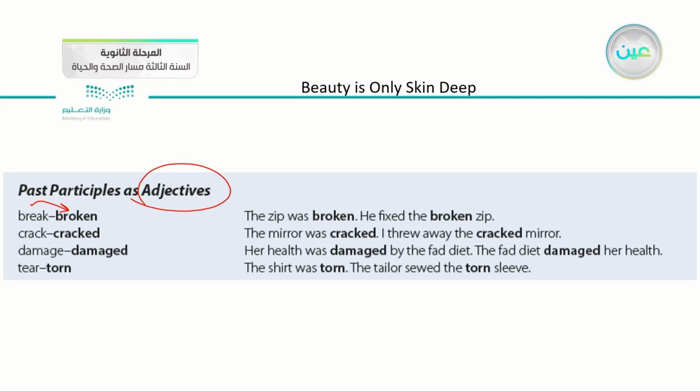In the first example, the zip was broken. He fixed the broken zip. So here the word broken is a past participle, but it's not a verb, it's an adjective. In the second example, the mirror was cracked. I threw away the cracked mirror. Also, the word cracked here is a past participle, but it's not a verb, it is an adjective, and we can say the same with the third and the fourth examples.